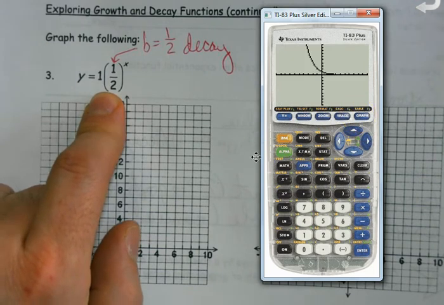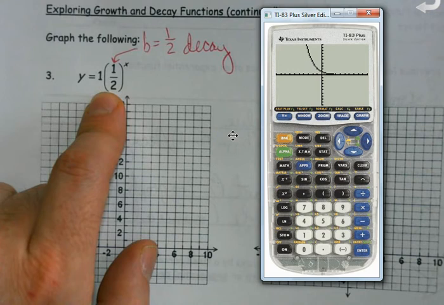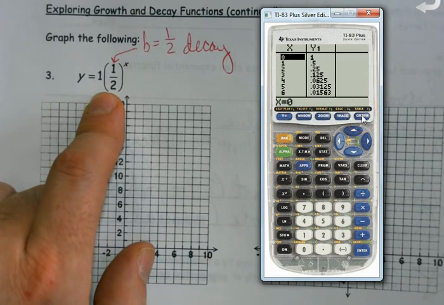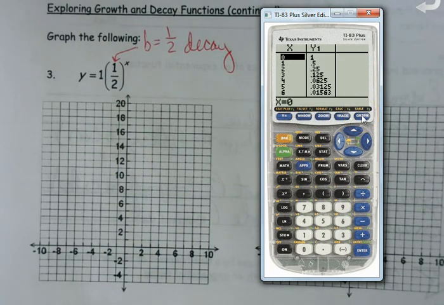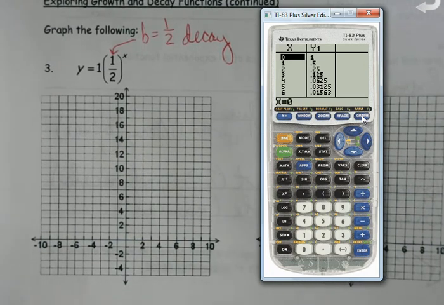Okay, you notice that goes down to the right. That's what decay looks like. Okay, it gets smaller and smaller. That could be the value of a vehicle. It could be, I don't know, as you're eating things, all right? But if I want the chart, I hit second, graph, and I can start plotting those points. So I'm like, okay, ooh, they get decimally on me.